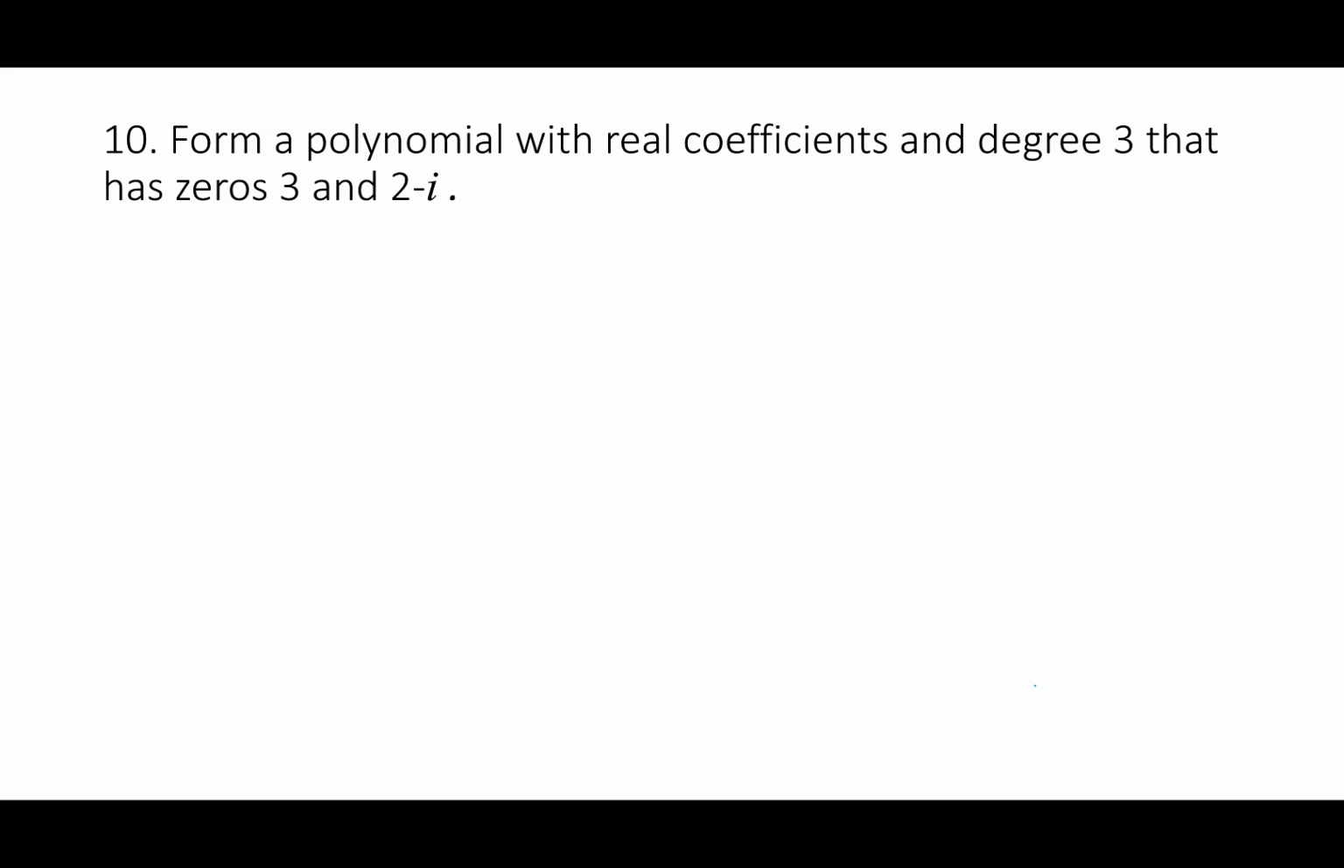Now we want to form a polynomial with real coefficients in degree 3 that has zeros 3 and 2 minus i. Okay, so let's see what we need to do here. If I have real coefficients, I see that I have a 0 of 3 and I have a 0 of 2 minus i. In order to have real coefficients, we have to have a third 0, which would be the conjugate of 2 minus i. That would be 2 plus i. Okay, so I've got 3 zeros here.